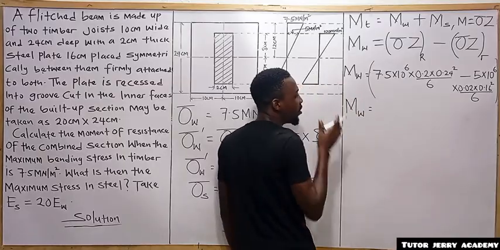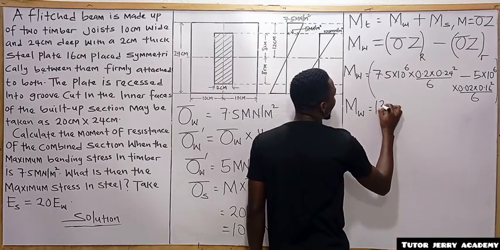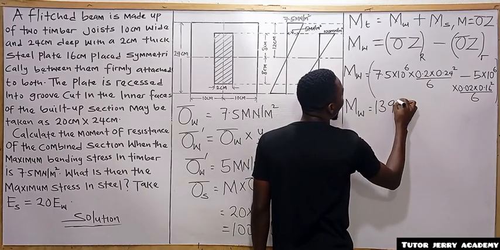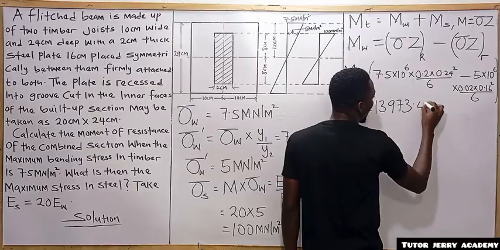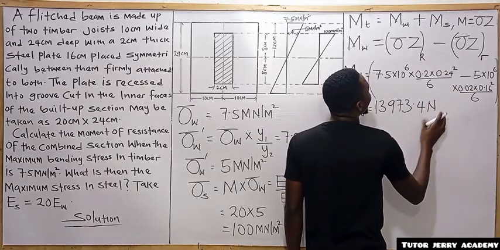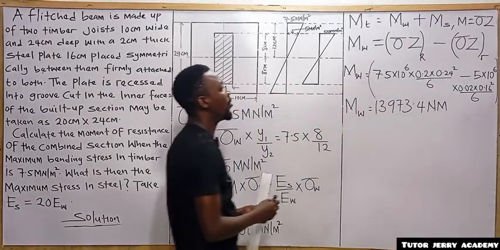nothing but what? It's going to give us 13,973.4. So this one is going to be Newton meter. All right, so that is what we are going to have.